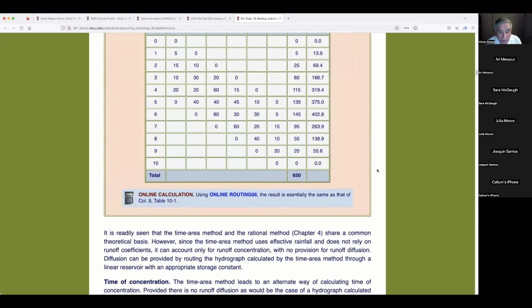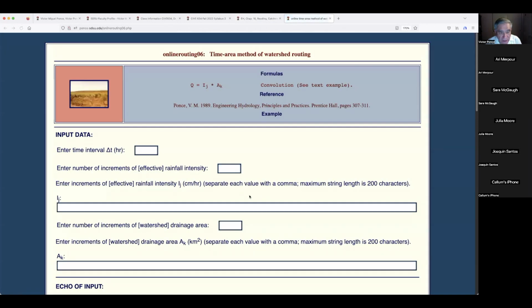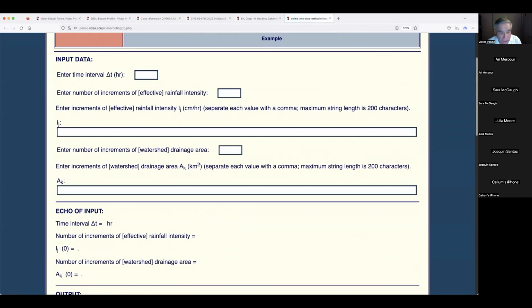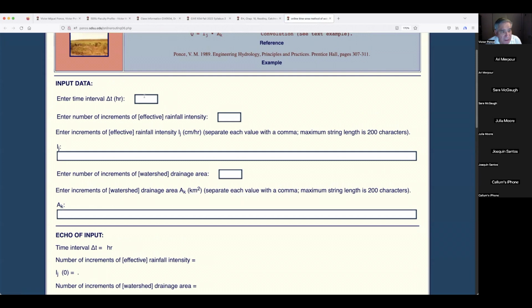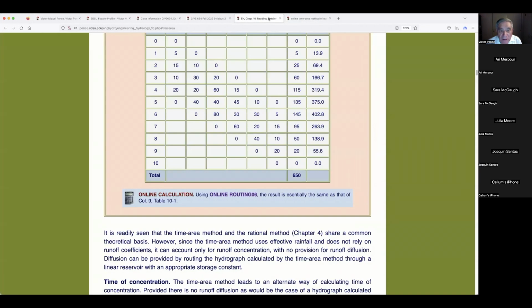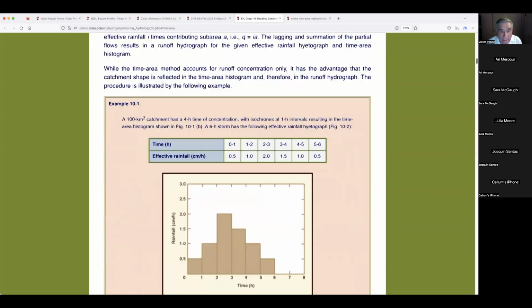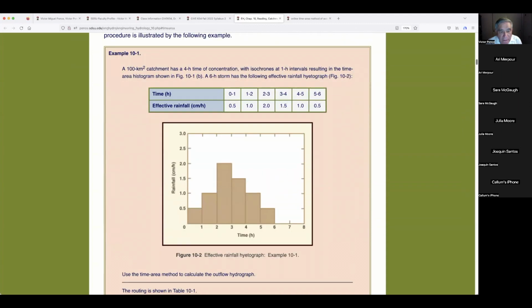Okay, online routing, the result is essentially the same. Let's take a look in here. One hour increments of rainfall intensity, there were 6, I believe. Okay. Then enter increments of effective rainfall intensity. So those increments are 0.5, 1, 1.5, 0.5.